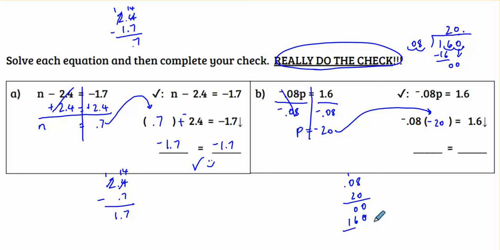And so when I add all these together, of course, I get 160, and I count the digits behind the decimal. 1, 2, 1, 2. So I get a 1.6, and then I ask myself, well, what happens when I have a negative times a negative? I get a positive. And now I bring down this number over here, and as long as these match up, I know that I'm right.